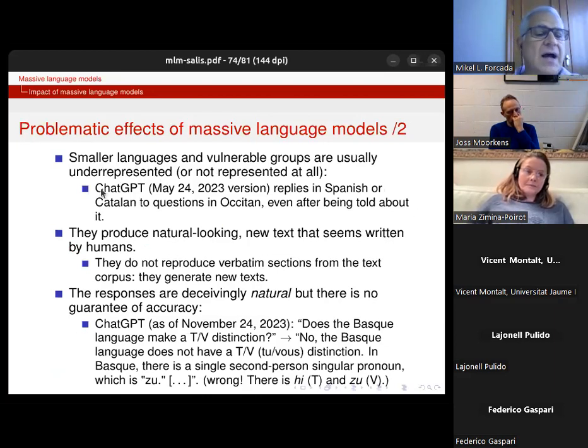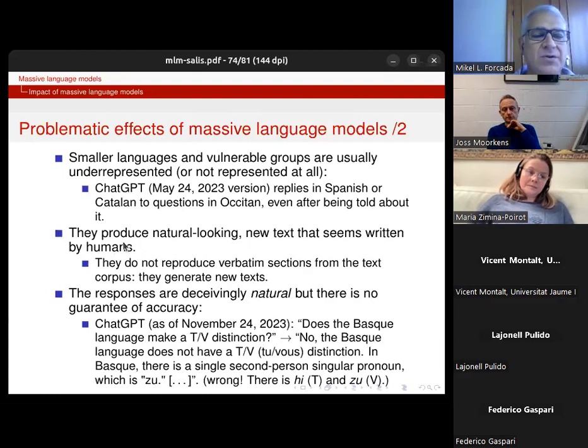So I remember playing with ChatGPT in May, and it replied in Spanish or Catalan, which are not so badly resourced languages, to questions I made in Occitan, which is a very, very low resource language. Even after telling it, no, you're replying in Catalan, I want you to reply in Occitan, it would just go on. It didn't really know what the difference was, probably.